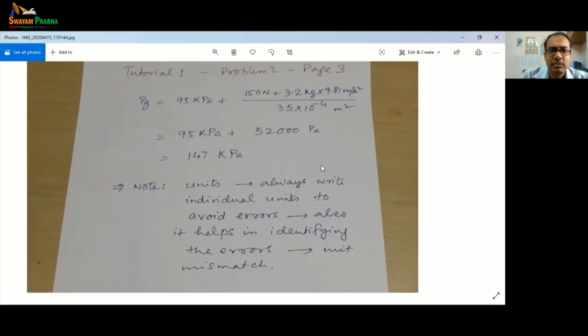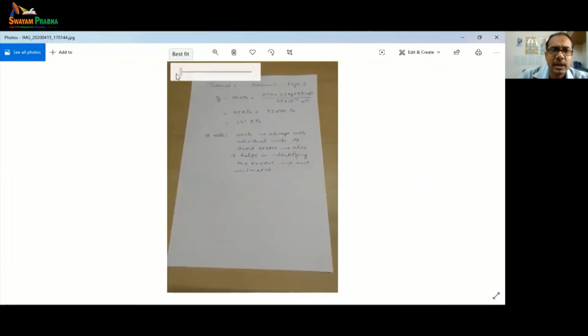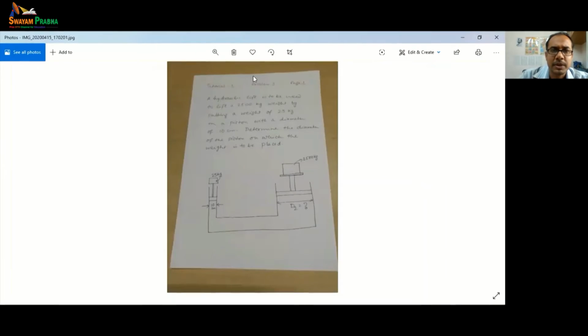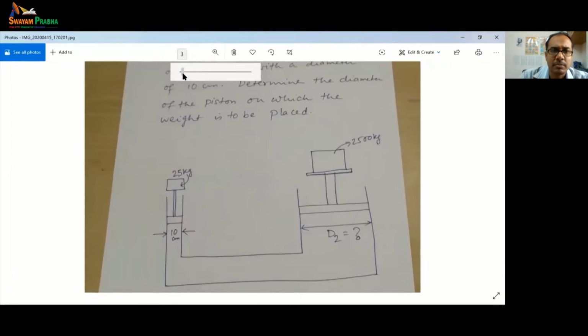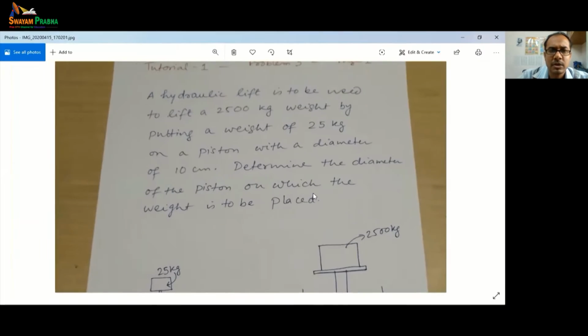Again, that was a straightforward problem on the concept of pressure and force balance. Now let's take the next problem, which will be using the concept of Pascal law. Pascal law you have learned in your school days, I suppose.